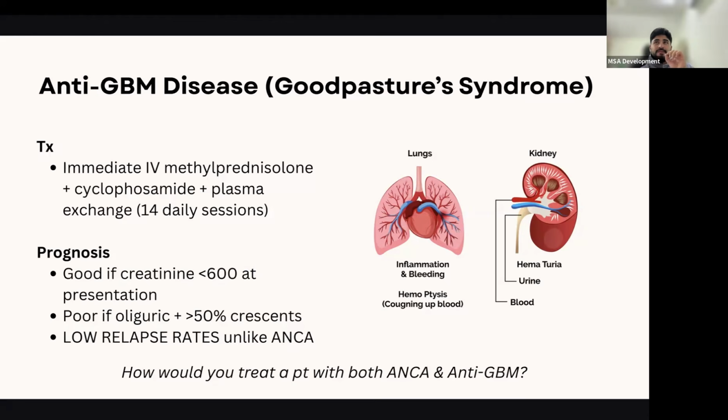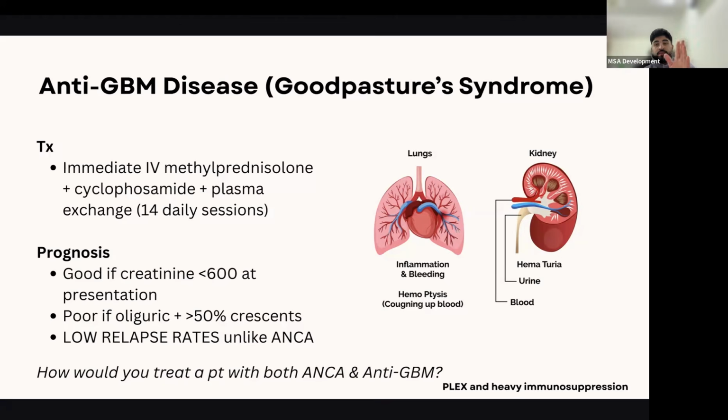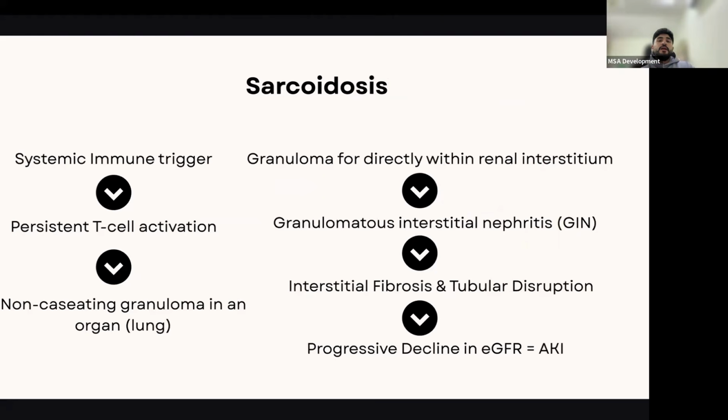Let's say that a patient comes to you with both ANCA and anti-GBM positive. How would you treat these patients? So think about it. You're going to give them heavy immunosuppression, and you're going to give them plasma exchange automatically. Because imagine these two in one patient. Disaster. All right? Okay. Moving on to sarcoidosis.